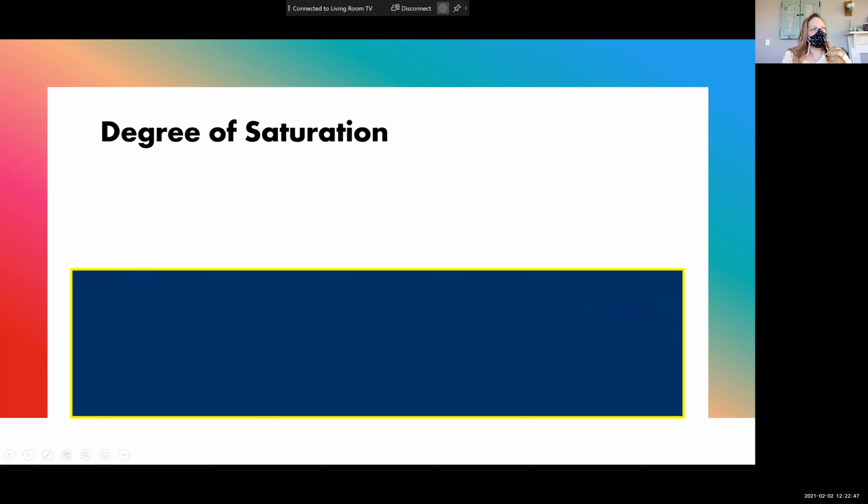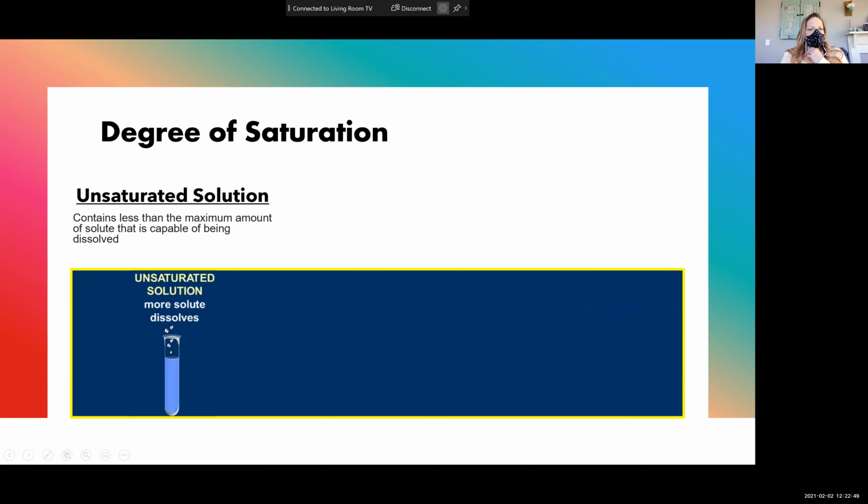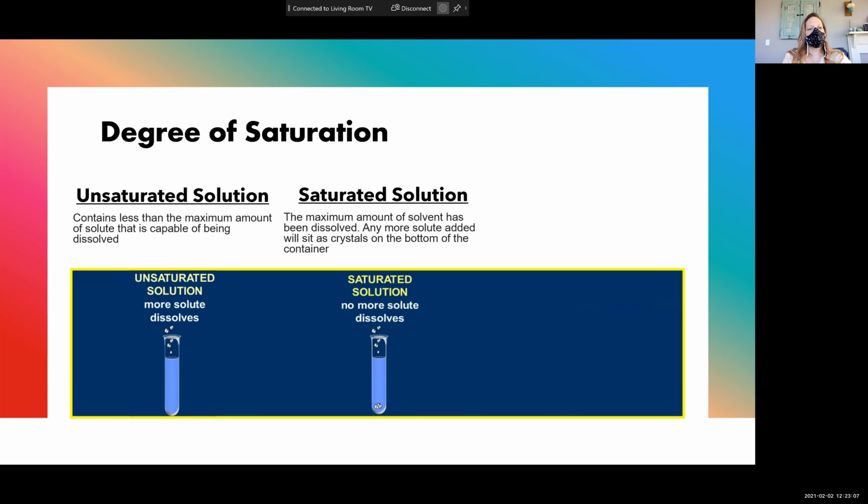So then we have the issue of degree of saturation. When we talk about saturation, we're talking about how much solute is in the solvent, right? If you have an unsaturated solution, you've got less than the maximum amount of the solute that's capable of being dissolved, and you can keep dissolving more. If you keep putting more in, it'll keep dissolving. And this is all assuming the same temperature, right? That's the assumption here. And then your saturated solution, that's when it can't dissolve anymore.